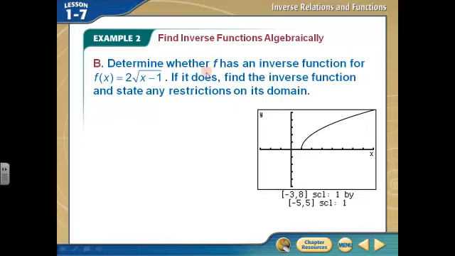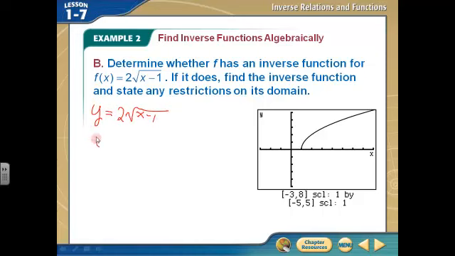So now we're going to do this one. First, determine whether f has an inverse function for here's your f. If it does, find the inverse function, state the restrictions on the domain. So, looking at this, I can tell that yes, this will pass the horizontal line test. So now, therefore, I have to find the inverse. So I change that to y equals 2 square root x minus 1.